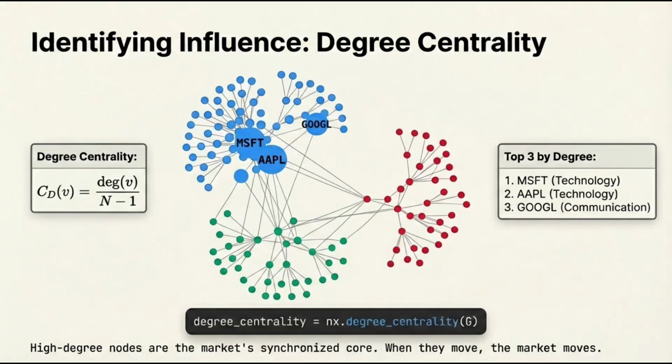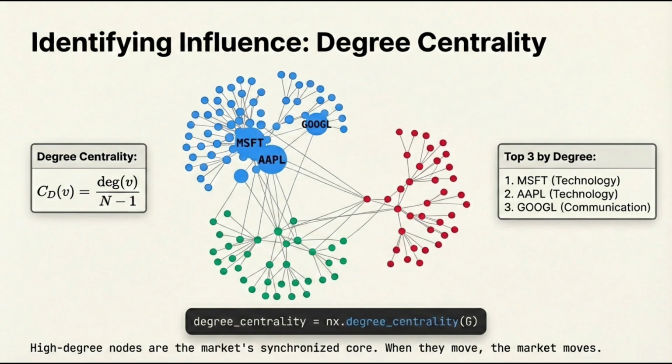Now we begin formal analysis with degree centrality. The formula on the left defines it as the degree of a node divided by n minus 1, where n is the total number of nodes. That normalization makes scores comparable across graphs of different sizes. In the picture, large nodes like Microsoft, Apple, and Google sit near the center of a densely connected part of the network. The box on the right lists the top 3 by degree: Microsoft, Apple, and Google.